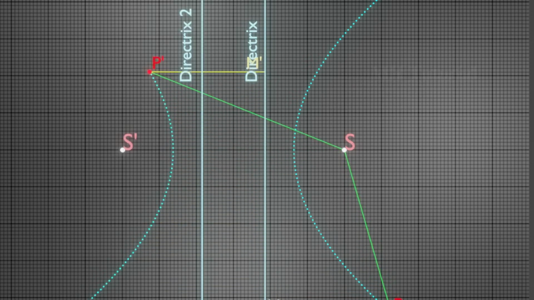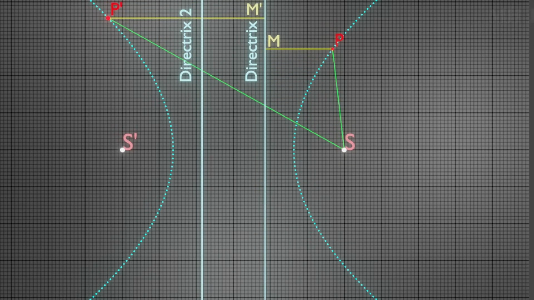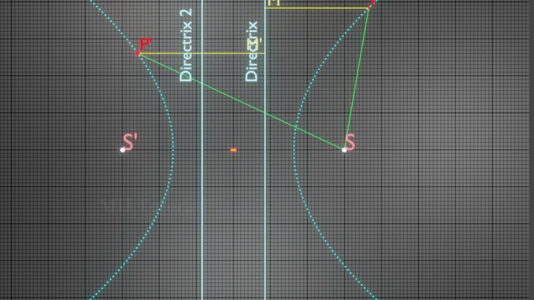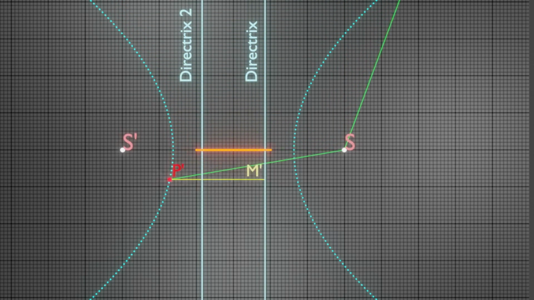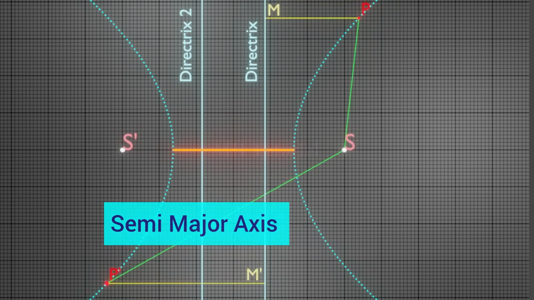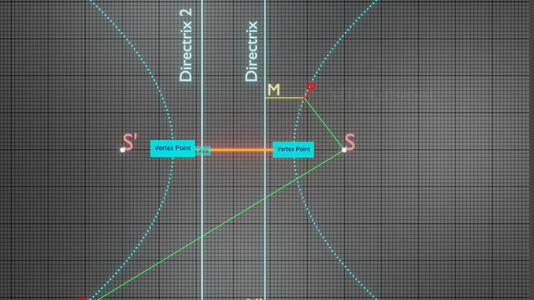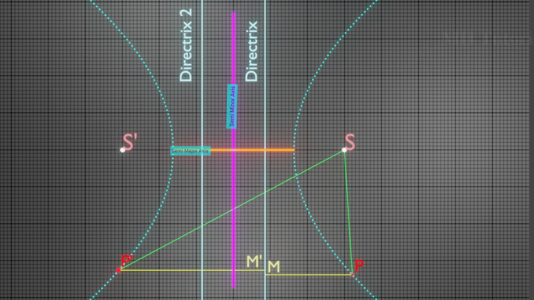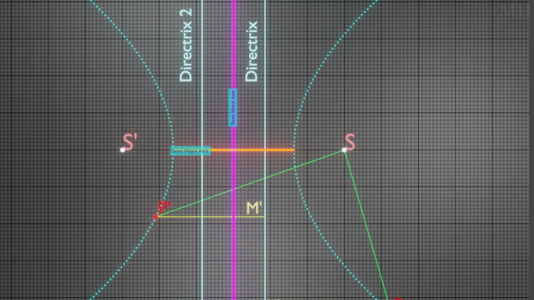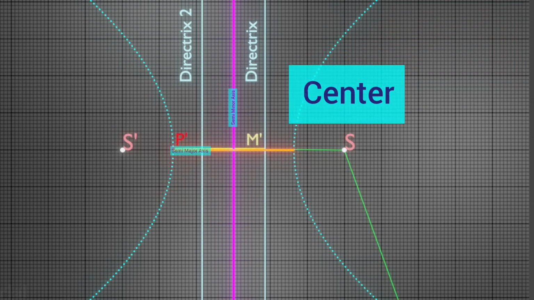Actually, hyperbola, by default, is generated in pair. This second curve is called a conjugate hyperbola, and is mirror symmetrical to the first curve. Also, note that there exists a secondary directrix and a secondary focal point. The closest distance between these two curves is known as semi-major axis. These two closest points are vertex points, and a perpendicular bisector of the semi-major axis is called a semi-minor axis. The point where these axes intersect is the center of the hyperbola.